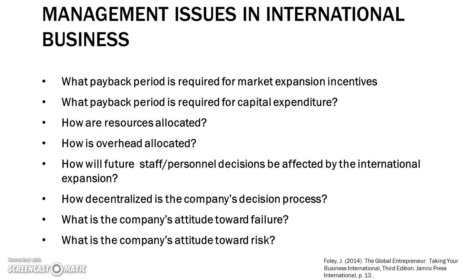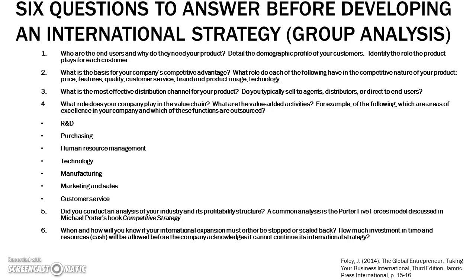A bit further down in the list, you see the term decentralized, which refers to how dispersed authority and decision-making is in an organization. For a bit more detail in these questions, please take a look at page 13 of your text. These are the 6 questions that you'll apply as a group to do an analysis of a particular company.